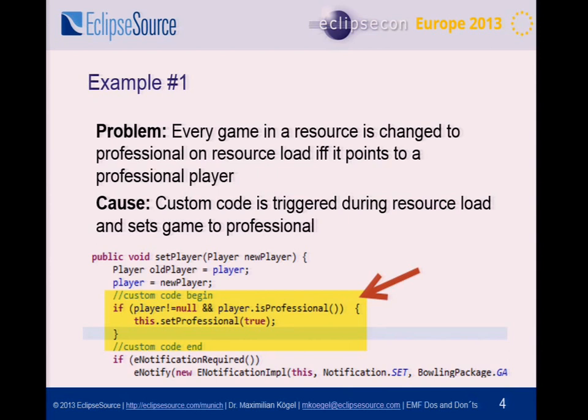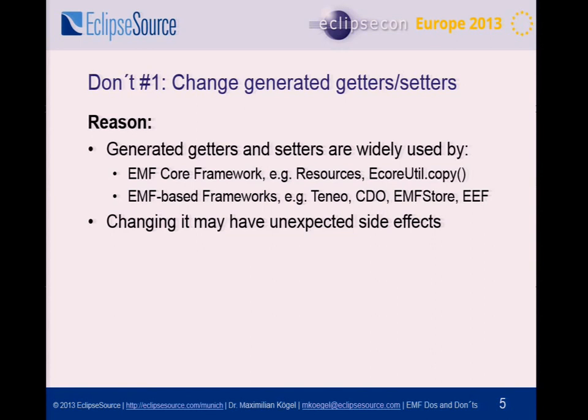The problem with that code now is that this code will be called at a time where you don't want it to be called. It will be called if you set the player somewhere in your application, but it will also be called by a number of other frameworks, such as the EMF core framework about resources. If you deserialize a resource, every setter in your domain model will be called. And now if this setter is being called on deserialization, you sure don't want your model to change during the set.